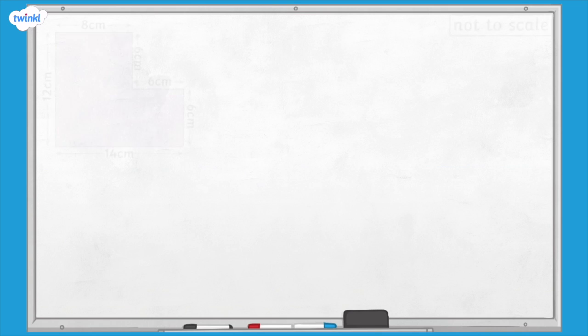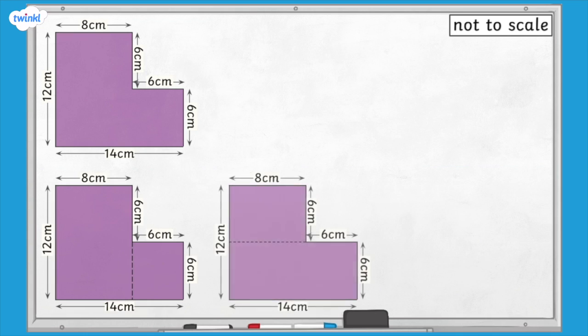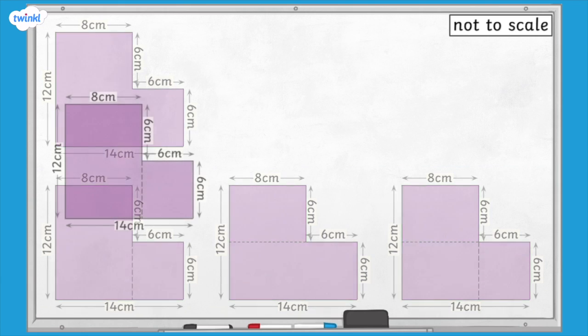Let's take a look at this shape. To calculate its area, we can divide it into smaller rectangles. There are different ways that we can do this, as you can see, but they will all give us the same answer. Sometimes we can choose how to divide a shape based on the information we've been given. Let's use the first option.